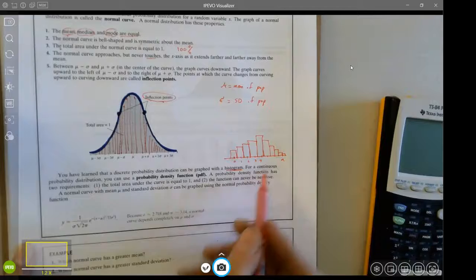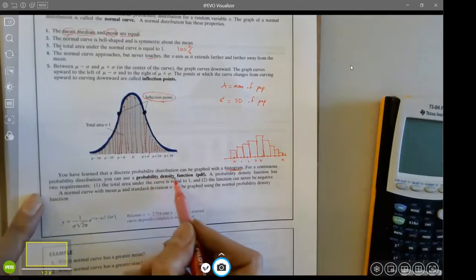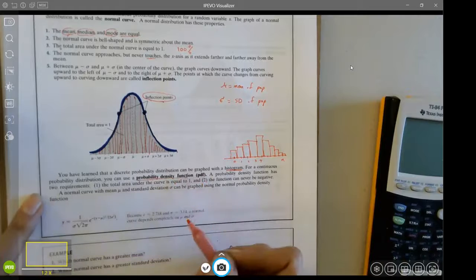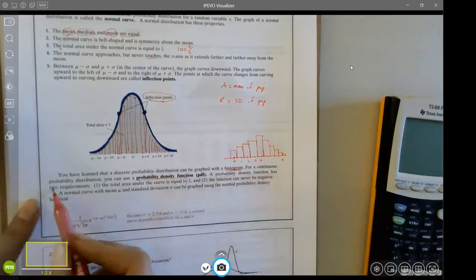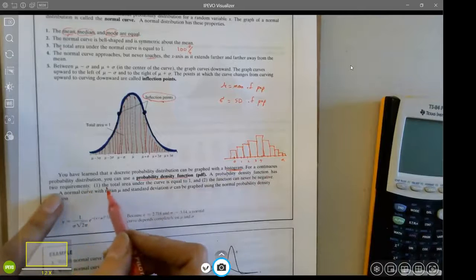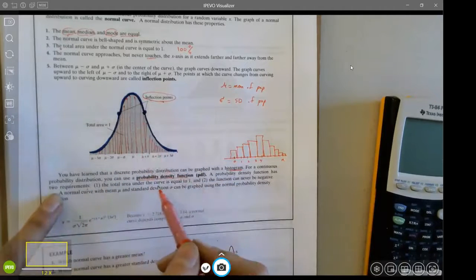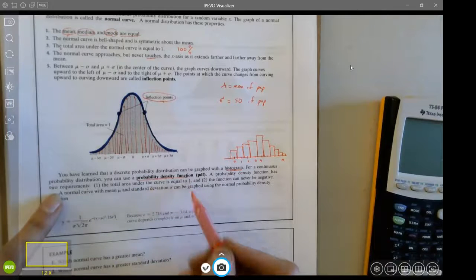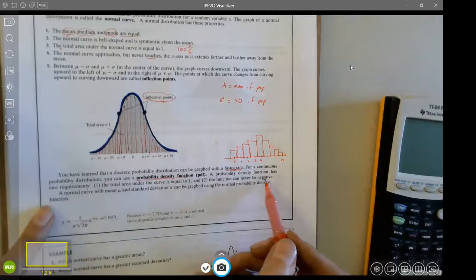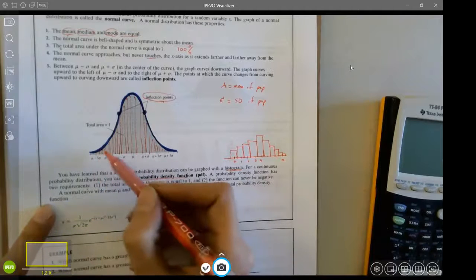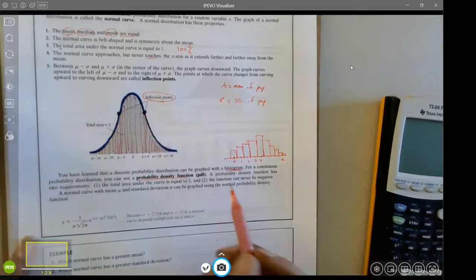For a continuous probability distribution, we can use a probability density function, PDF. A probability density function has 2 requirements. First of all, the total area under the curve is always 1 or 100%, and 2, the function can never be negative. As you can see, the function is always above the x-axis. It is always positive.